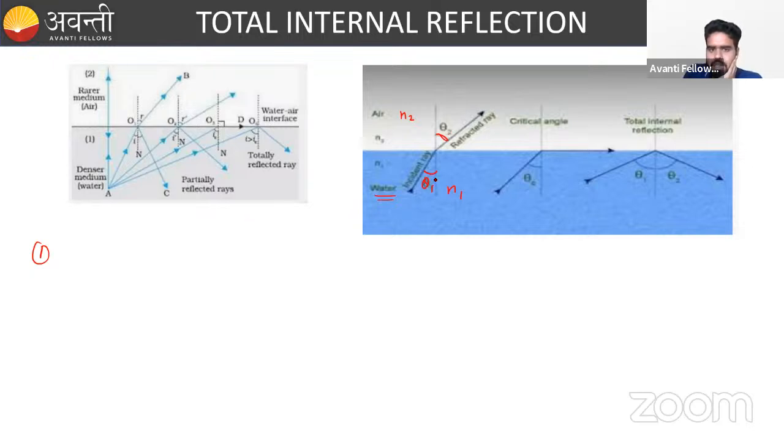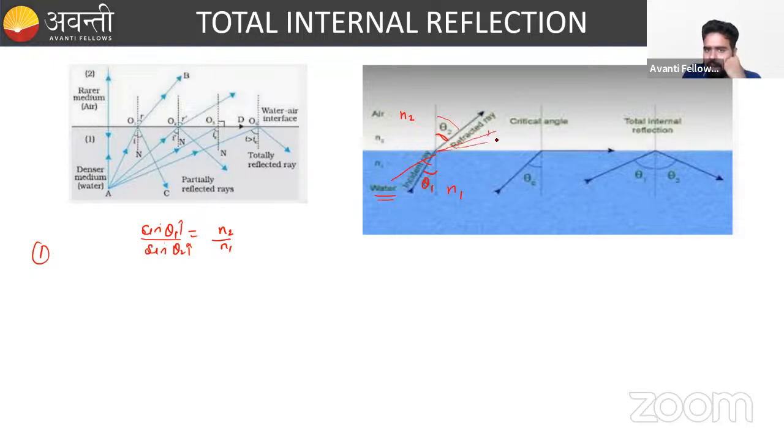As we increase the value of theta, we can say that the angle of refraction also increases, because using Snell's law we can write sine theta 1 divided by sine theta 2, which can be written as n2 upon n1. So if we increase the value of theta 1, the value of theta 2 also increases.